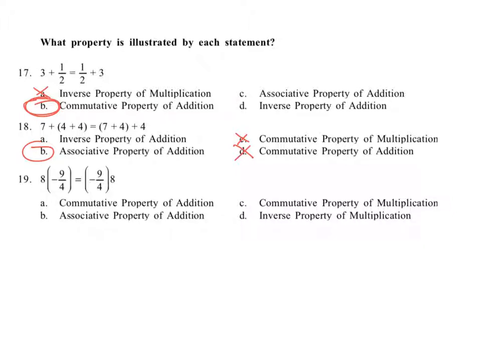And now we're at multiplication. We can see that we're at multiplication for number 19. And so let's look at it. It's not commutative and associative properties. We already dealt with that in 17 and 18. So we either have the inverse property of multiplication or the commutative property.